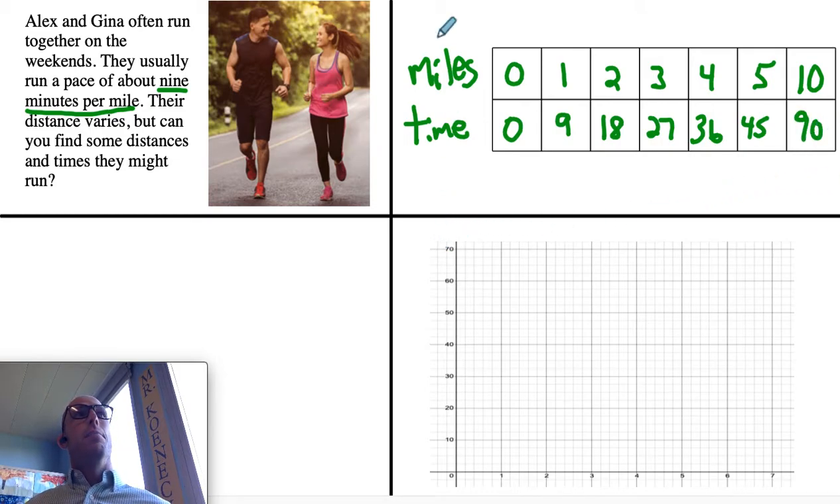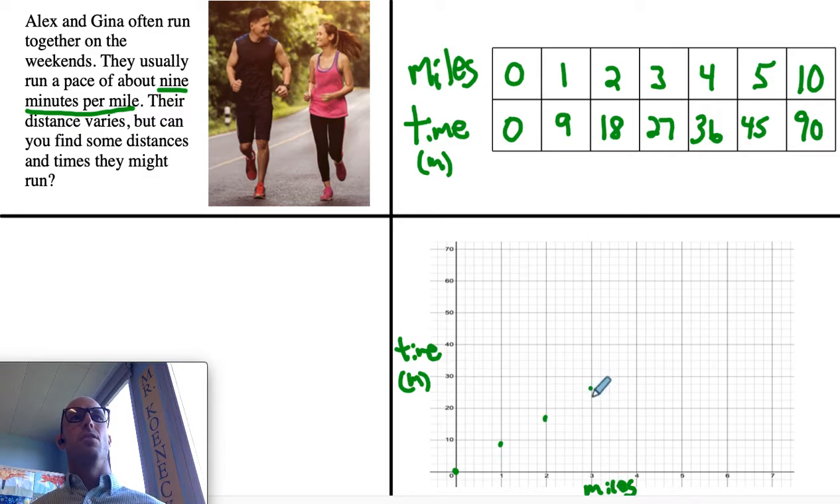Now, if I want to plot some of that data, let's plot some of that data on this graph, right? Well, 0, 0, definitely. Okay, so down here is our miles, and over here is our time, and this would be in minutes. Don't need a unit for miles because it is a unit. 1 mile, 9 minutes. 2 miles, 18 minutes.